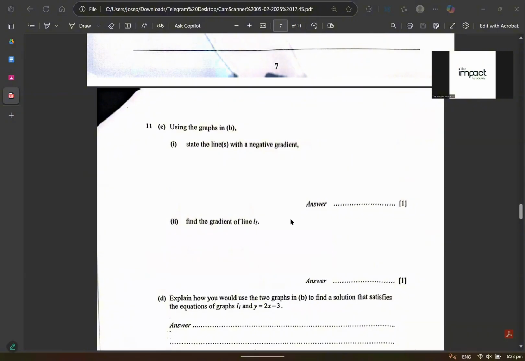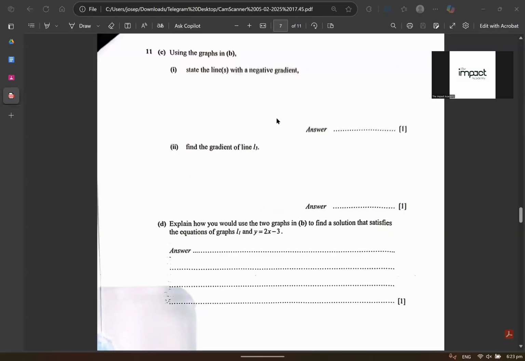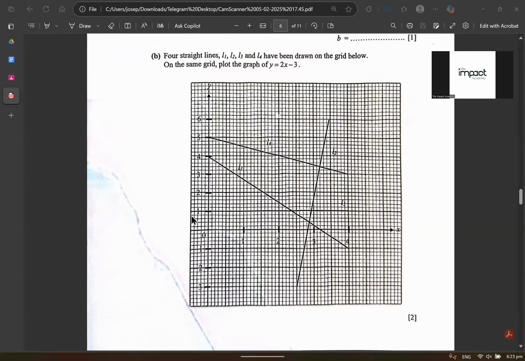Explain how you use the 2 graphs in B to find a solution that satisfies the 2 graphs. So for this question, you go back here. I'm just going to draw the 2y minus 3 first, okay? Obviously start from my origin, right? Next point is what? Can you tell me? 1, 1, right? Next point is what? 2, 1. Last point is what? 3, 3.